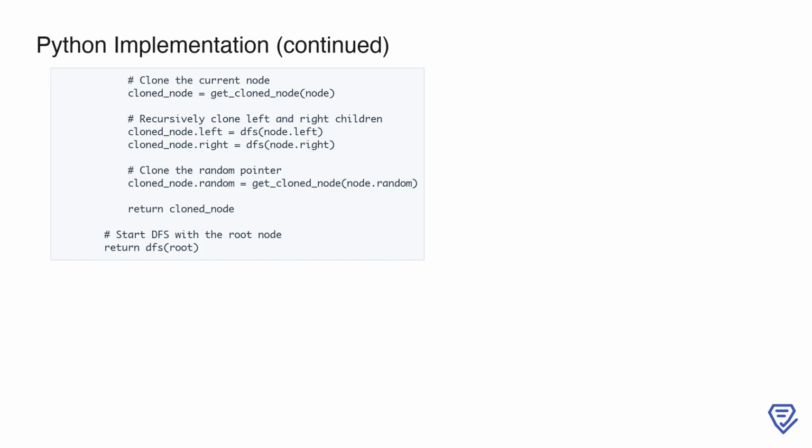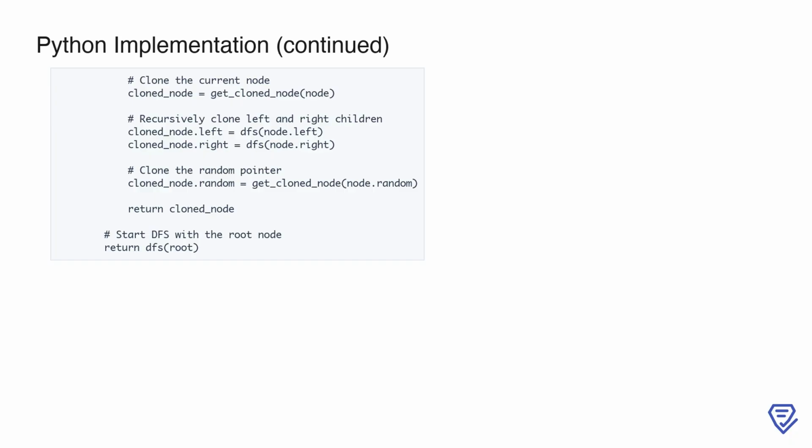Now, we implement the DFS function to traverse the tree and copy its structure. For each node, we first use the get_clone_node helper to clone the current node. Then, we recursively call the DFS function on the left and right children of the original node, assigning the cloned left and right subtrees to the corresponding pointers of the clone node. Additionally, we handle the random pointer by cloning the node it points to using the same helper function. Finally, the cloned node is returned.